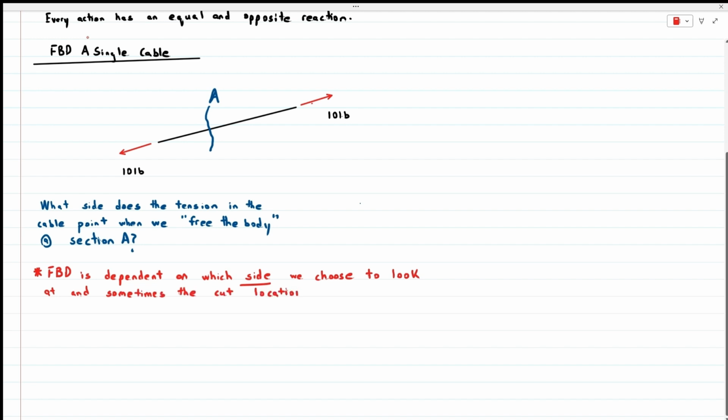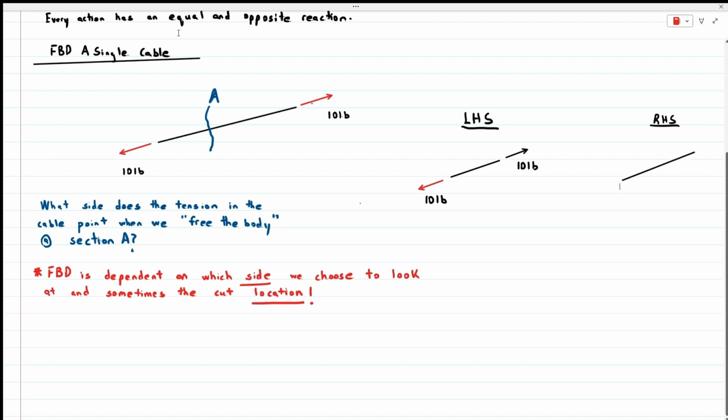We can see that if we slide A to the left or to the right, the tension in the section will always be equal to 10 pounds. Let's explore the left side free body diagram and see how that's going to look. We'll draw what's to the left of the section with the 10-pound external force and the internal force, which has to be equal to 10 pounds. Note its orientation is up and to the right.